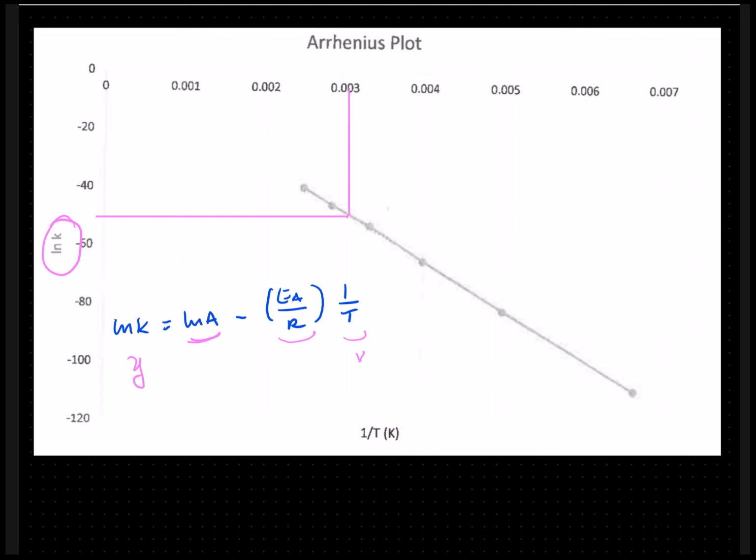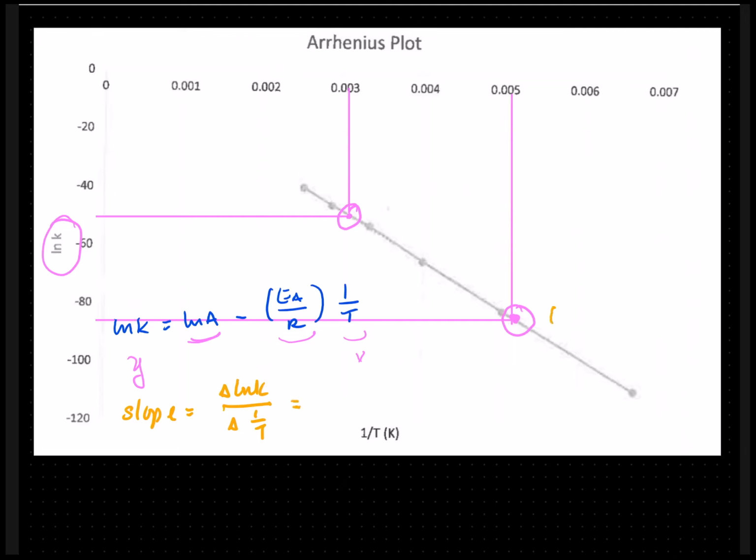I'm going to pick this point off the line right here. And when you graph, you should always circle your points. To find the slope, after you draw your best fit line, you want to pick 2 points off the line, not from the data table, off the line. Slope is equal to change in ln k, which is my vertical, over my change in 1 over T, which is my horizontal. So now I'm going to plug in.